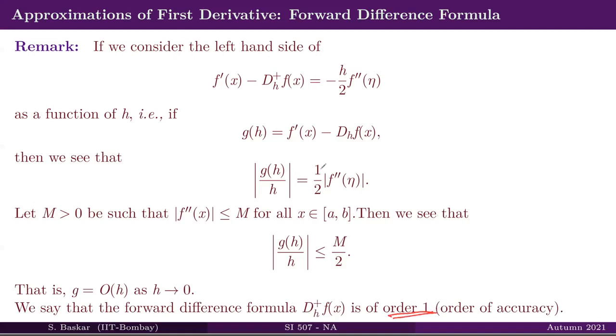In general, if you find that the mathematical error is of order, say, h to the power of some alpha, then we will say that that formula is of order alpha. Okay, here it is 1. Therefore, we say that the forward difference formula is of order 1, or order of accuracy is 1.